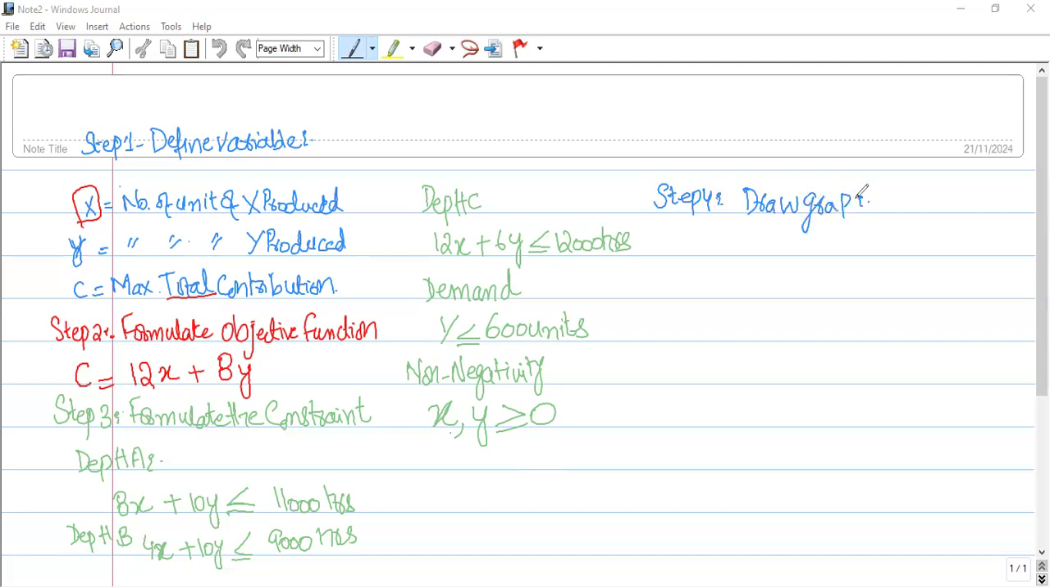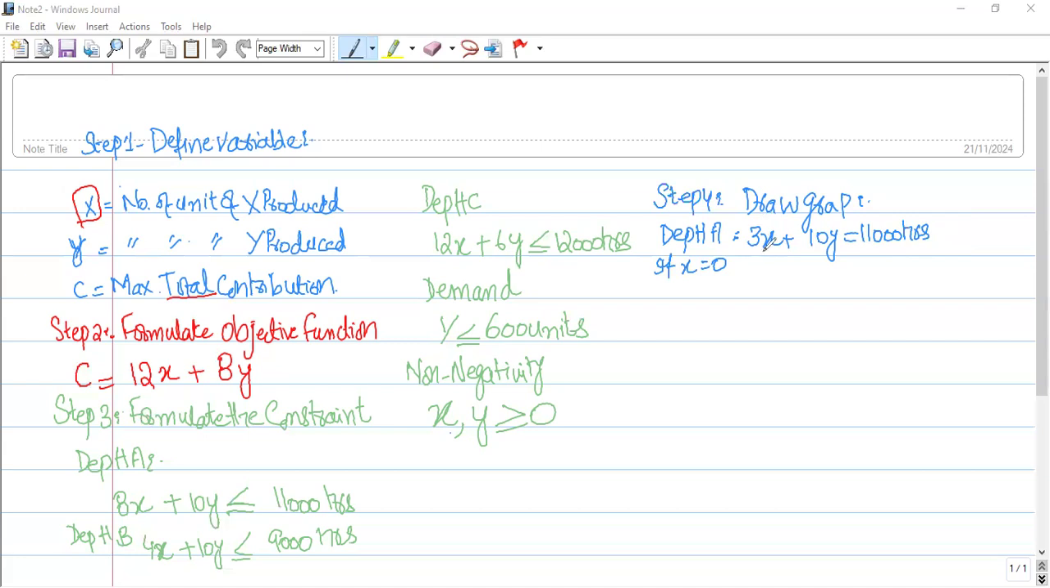For drawing of the graph, I first have to solve all the constraints. For department A, the constraint is 3x plus 10y equals 11,000 hours. I said greater than or equal, but we suppose it is equal to 11,000. If x is equal to 0, if I produce no units of x, then how many units of y are produced?